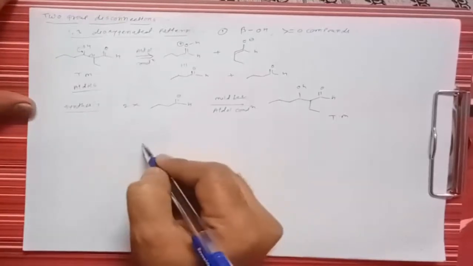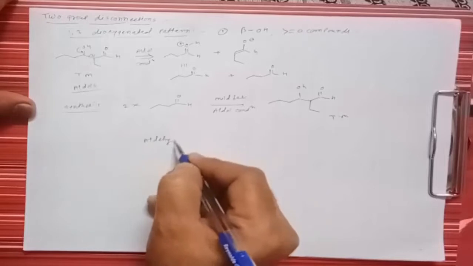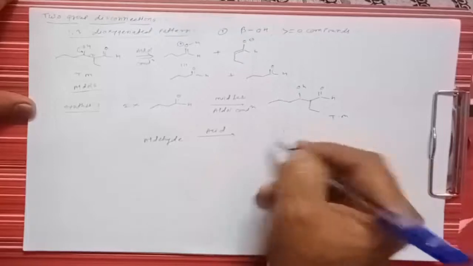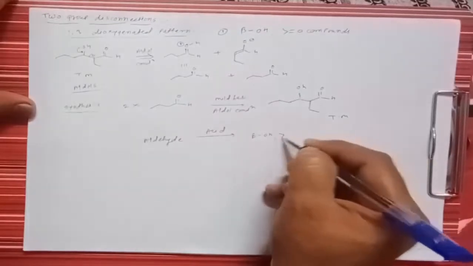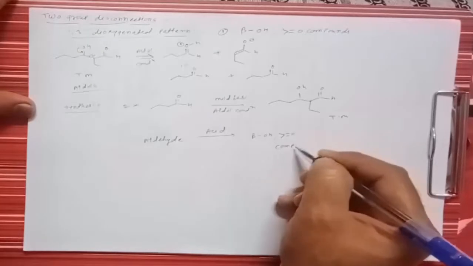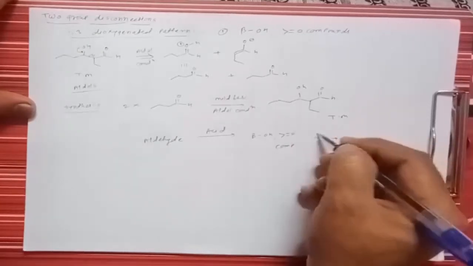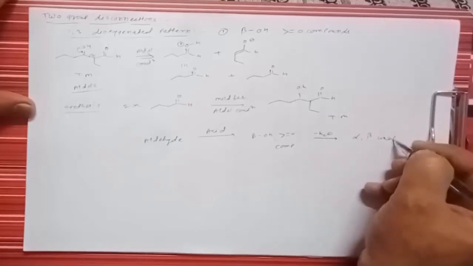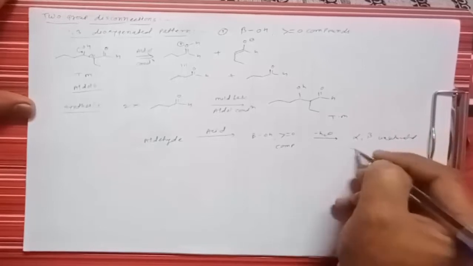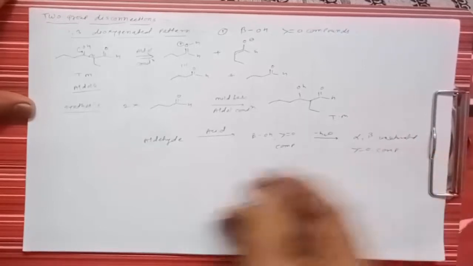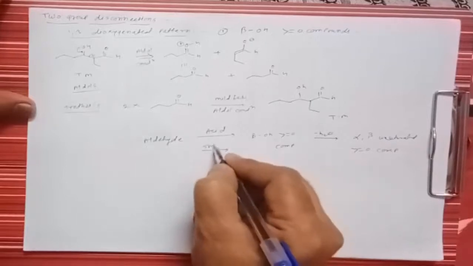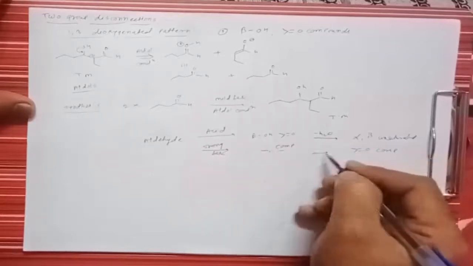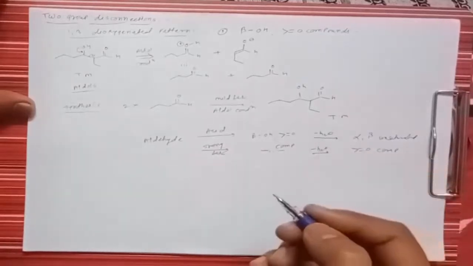So in the aldol condensation reaction, if we take this aldehyde and treat it with an acid, what does it give? It gives a beta hydroxy carbonyl compound. If there is elimination of a water molecule, what does it give? It gives alpha beta unsaturated carbonyl compounds. Then if you are using a strong base, what does it give? It also gives a beta hydroxy carbonyl compound, and if there is elimination of a water molecule, it gives an alpha beta unsaturated compound.